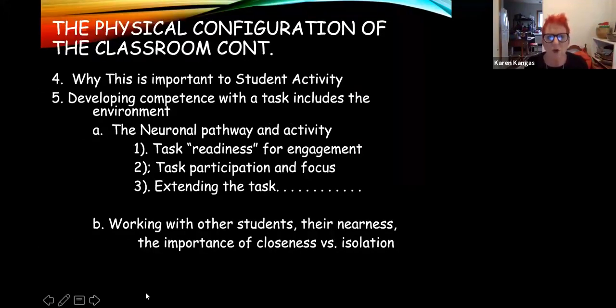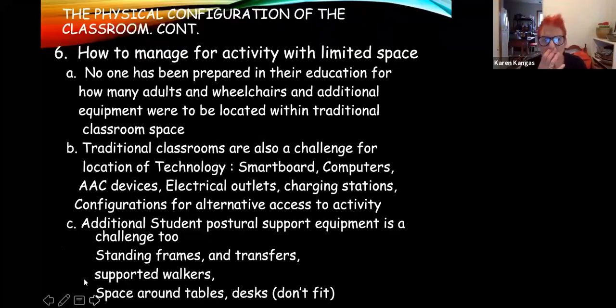All right, so I just talked about the neural pathway and working with other students. Okay, so when we start looking at the classroom itself, especially with adults, none of us were prepared in our education for how many adults in wheelchairs and additional equipment were going to be located in a traditional classroom space. If our traditional classroom space included lots of equipment, it would be about 2 or 3 times the size that it is. So I know we're always compromising.